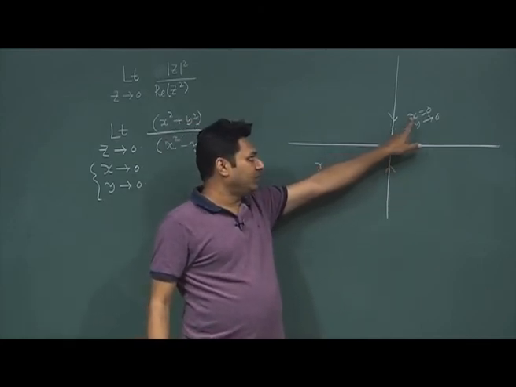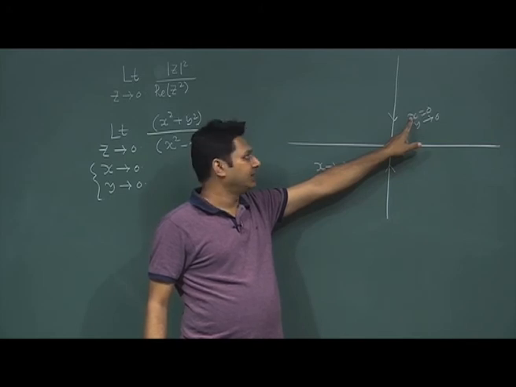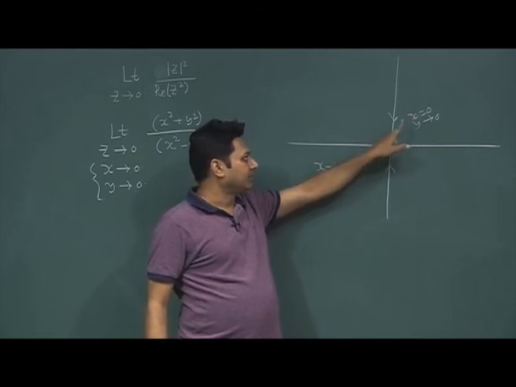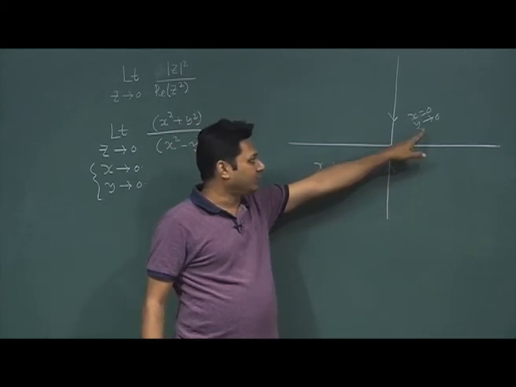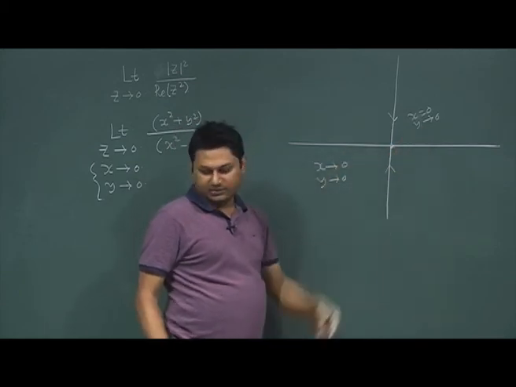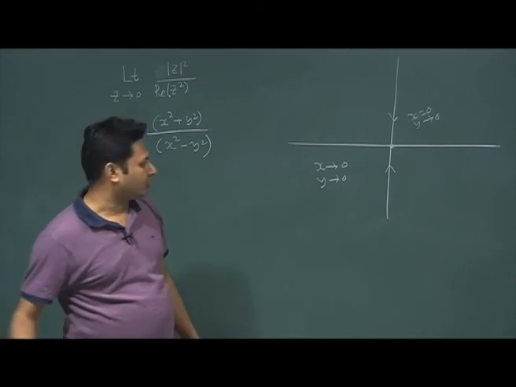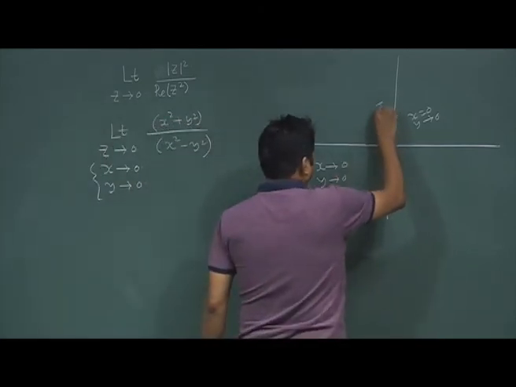I put x equal to 0 directly, so that my calculation is simpler, and I approach y tends to 0. This is my one path. Say this is one approach, approach 1.